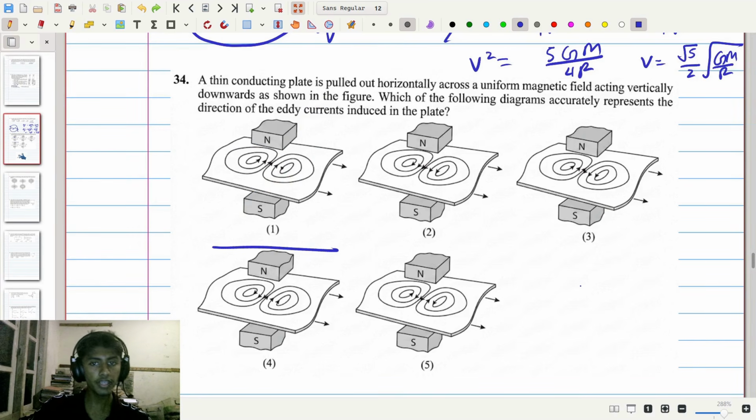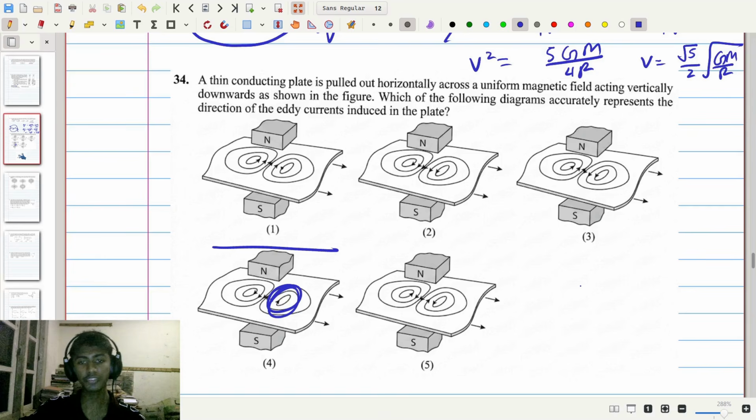Now looking at the other ones, we can see in number 2, the eddy currents are traveling in the opposite direction to that indicated, and therefore it is incorrect. Now in number 3, one of the eddy currents is traveling in the correct direction like this, but the other eddy current is traveling in the inverse direction like this, and therefore it's wrong. The same thing is there with number 4. In number 4, this one's traveling in the wrong direction, but this eddy current is traveling in the correct direction.